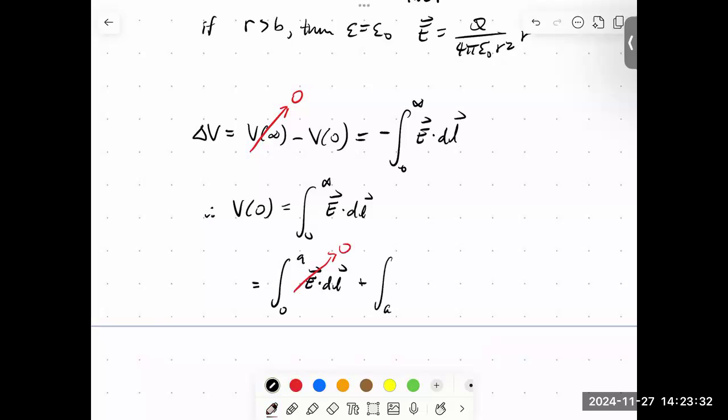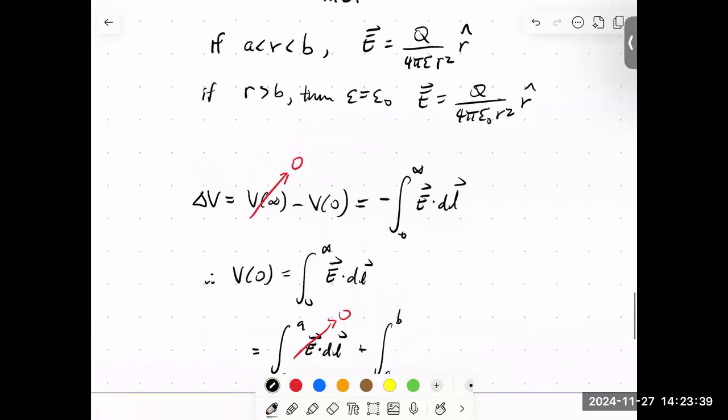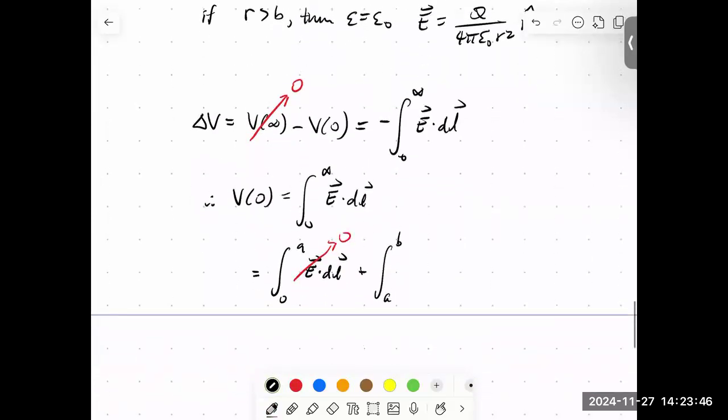plus the integral from a to b of, so what are we going to have in that case? We're going to have the version where the permittivity is epsilon instead of epsilon naught. So we would have q over 4 pi epsilon r squared. And then our dl would just be a dr. And then we'd have to integrate from b to infinity of q over 4 pi epsilon naught r squared dr.